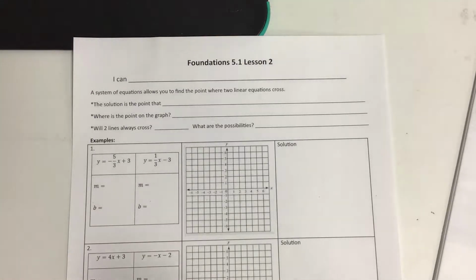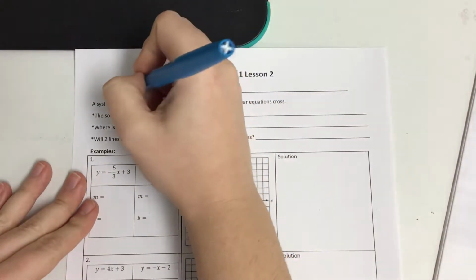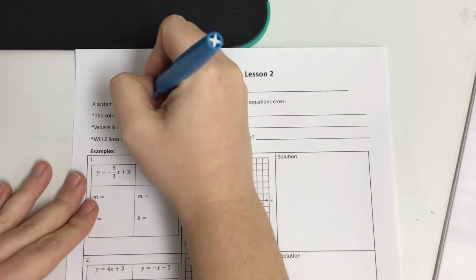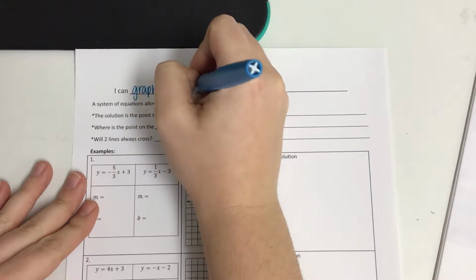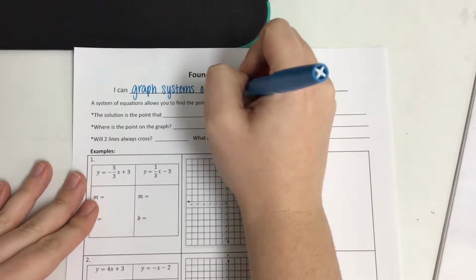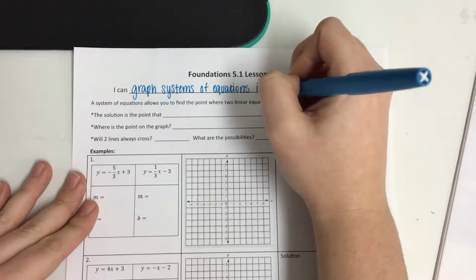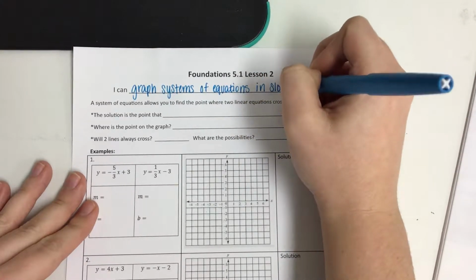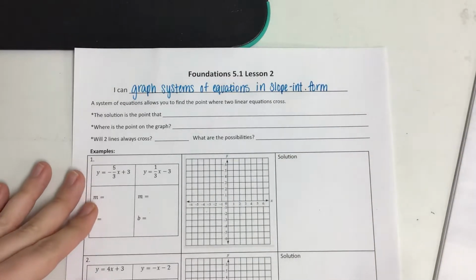This is 5.1, lesson 2. So for this lesson, we are going to graph systems of equations. And these equations are going to be in slope-intercept form, meaning it's going to be in that y equals mx plus b form.